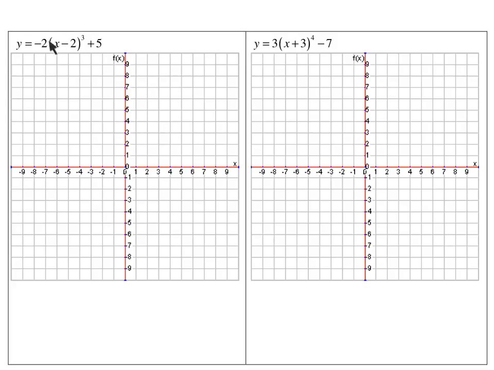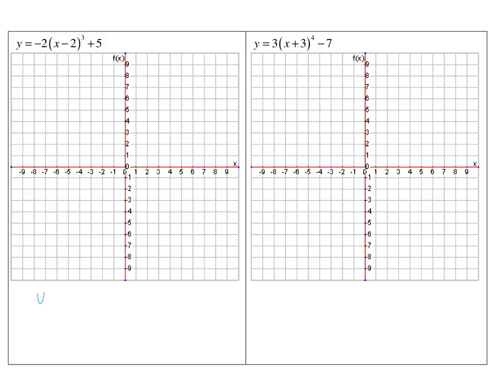Okay, I want to graph this and this. Now, for this first one, do you see it's a cubic? The second one has a fourth power. So we have a third power and a fourth power. Now, isn't this going to be an odd function? Isn't this going to be an even function? Look at the front a value.